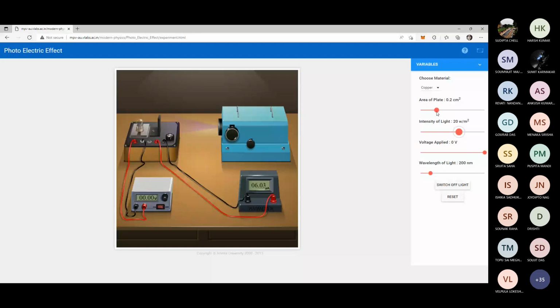Now the current will increase more if you increase the area. You see, with the increase of area, the current is also increasing. That means when the surface area is more, more photons will be absorbed, and at the same time more electrons are released. Point is clear?